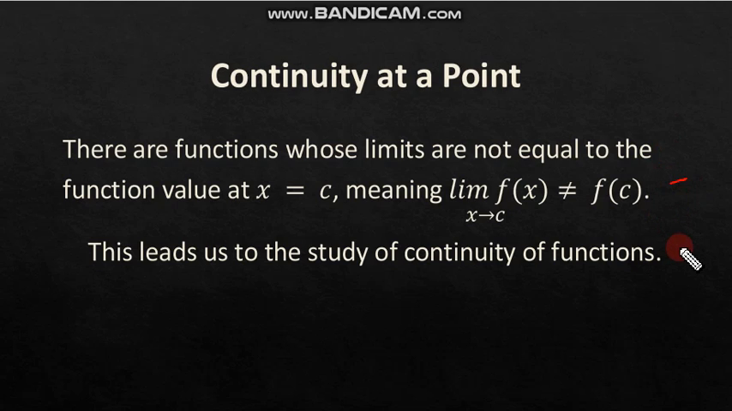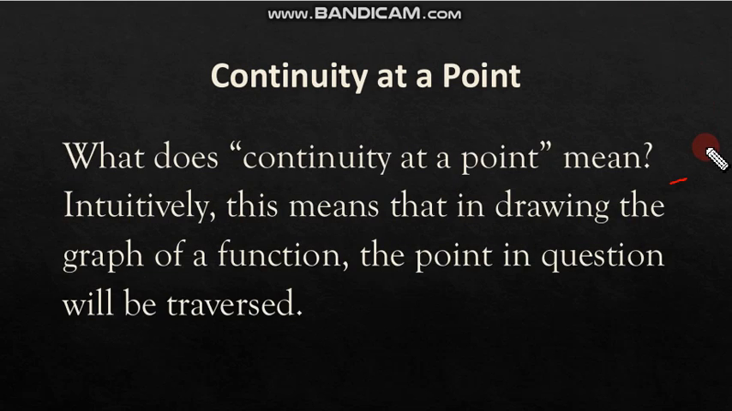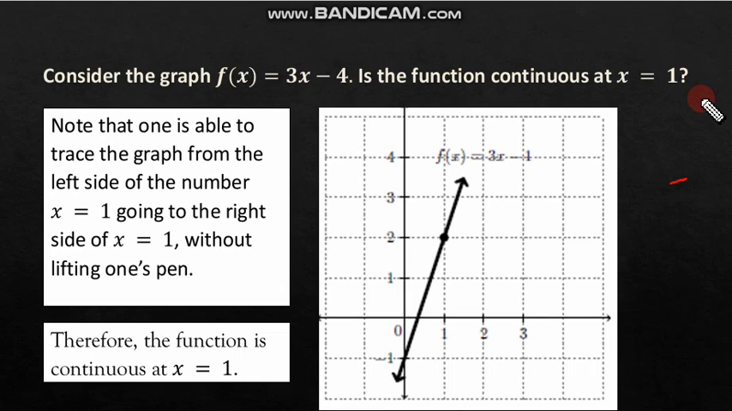So this leads us to the study of the continuity of functions. What does continuity at a point mean? Intuitively, this means that in drawing the graph of a function, the point in question will be traversed. Example, consider the graph of f of x equals 3x minus 4. Is the function continuous at x equals 1?